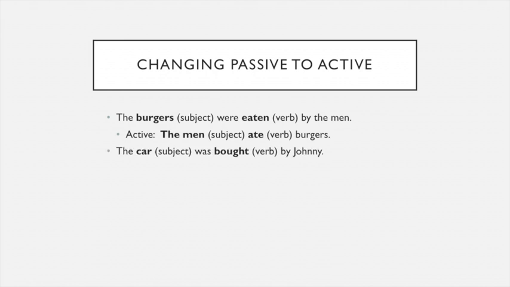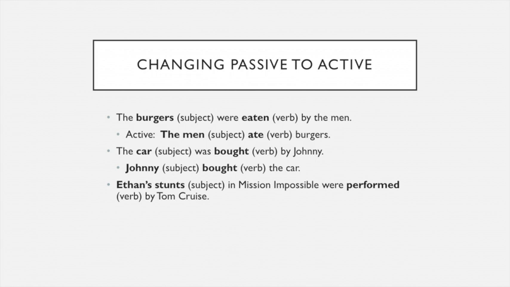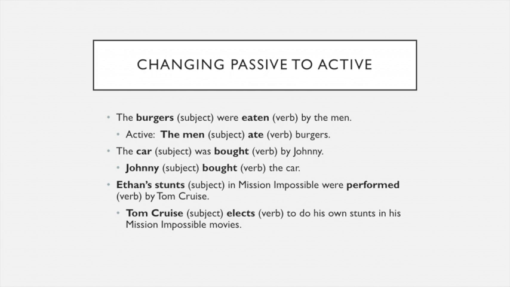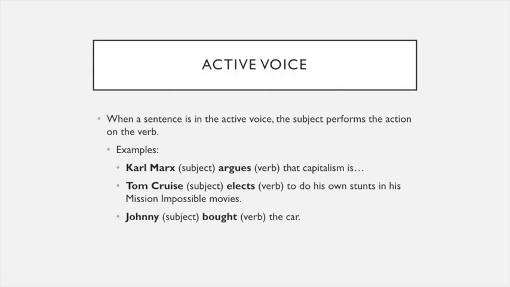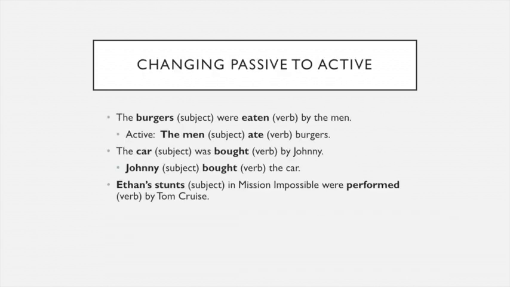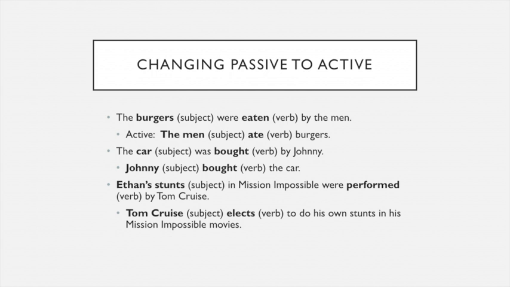Now in the second example, we have the car was bought by Johnny. We can change this to active by saying Johnny bought the car. So this comes back to the previous examples that we had. Ethan's stunts in Mission Impossible were performed by Tom Cruise. We can easily make this into Tom Cruise elects to do his own stunts in Mission Impossible movies, which falls along the lines of what active voice was first defined as. If we go back, when a sentence is in the active voice, the subject performs the action of the verb. So we can see from these instances, the subject is performing the action of the verb.